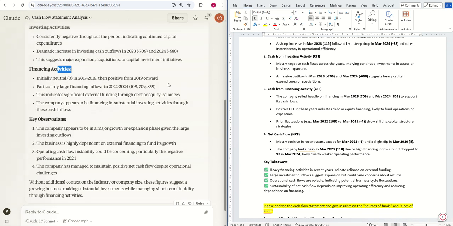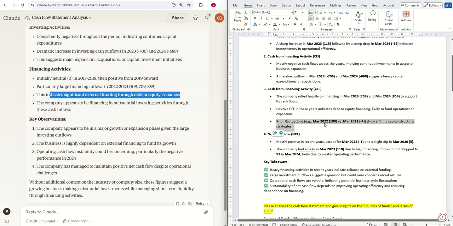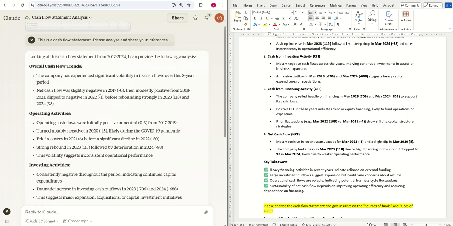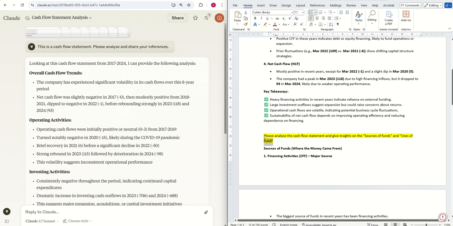Net cash inflow from financing activities. Let me take only financing activities. Okay, it clearly pinpoints when the large financing inflows or borrowings were done. Then it says that it is primarily due to external funding. That also is clear. And prior fluctuations, it even gives prior values, whereas here you don't find anything like that. So this is the kind of output we get from Claude, and we'll try even the second prompt.